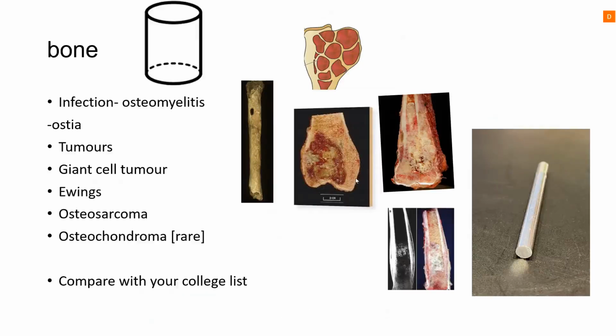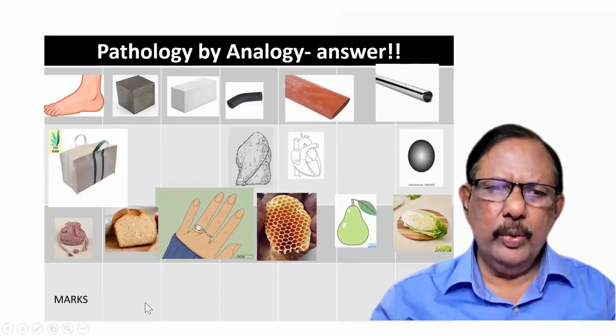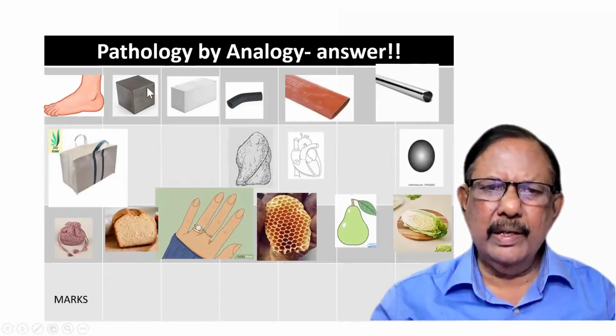Compare it with a list and specimen in your institute. There can be an infiltrating lesion lifting the periosteum, an osteosarcoma, or parallelly arranged lines in an Ewing sarcoma. So this is it. Please answer all the questions. So what are the leg lesions? What are the solid black lesions? Solid gray-white lesions? Flexible black lesions.